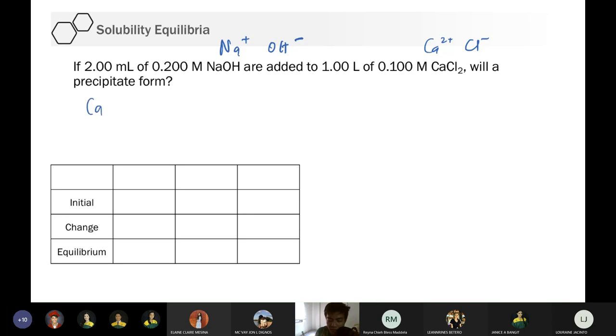So, I will write here the equation for the dissociation of my calcium hydroxide precipitate. So I will form Ca2+ and then 2OH-. So ganun. So ano yung first step nyo dito? You must identify first kung ano yung precipitate na mabubuo ninyo. Then once identified nyo na yung precipitate, in our case, that's calcium hydroxide, you write the solubility equilibria for calcium hydroxide. Then you need to use the ice table, okay?